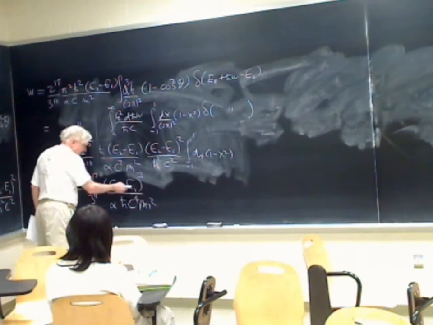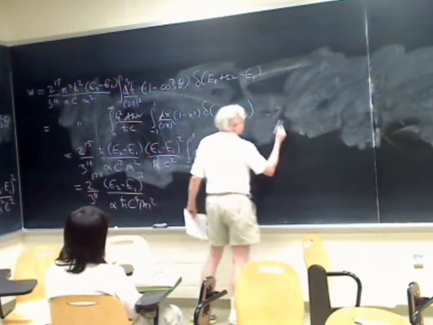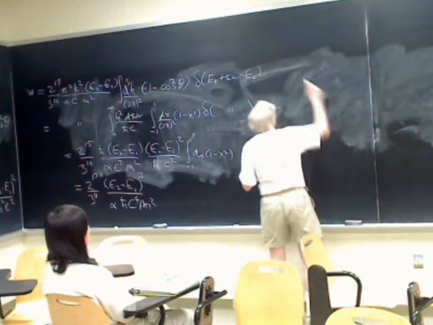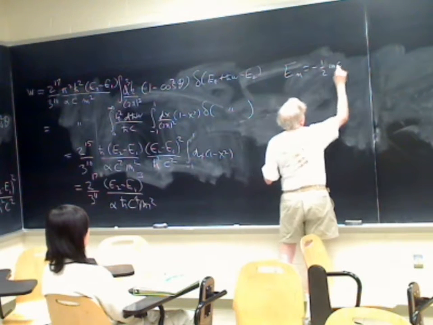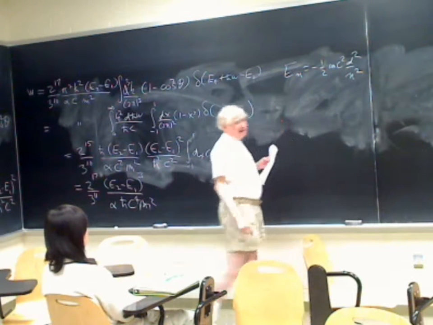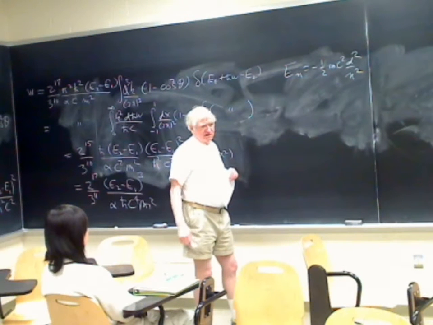But of course, we can compute E2 minus E1 because we know what the levels are of atomic hydrogen. And I know the energy levels, again, are minus a half m c squared alpha squared over n squared. Or again, alpha is 137.036, I think.